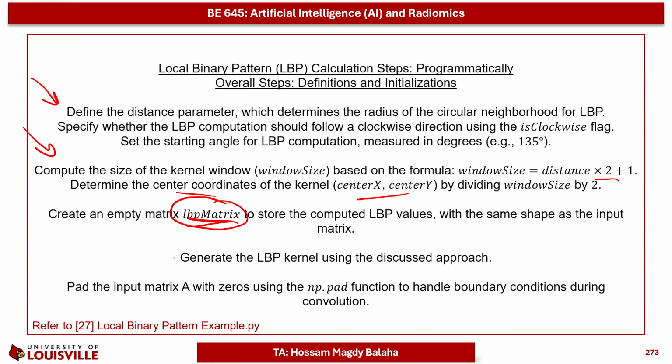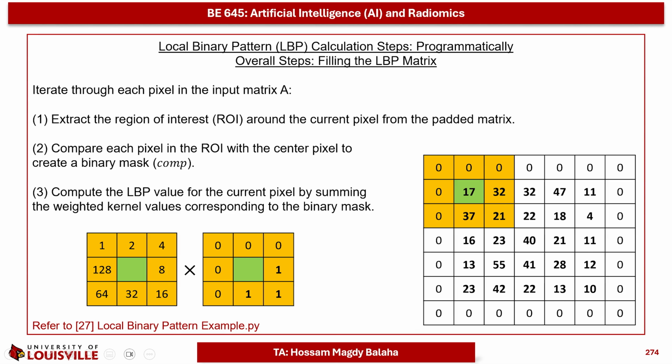Then generate the LBP kernel as we did a couple of slides ago, where we discussed how to do that. Then pad the input image with zeros, and the number of layers that will be padded equals the distance, using the function np.pad. Now we have prepared everything to start looping on each pixel in the input matrix, and let's assume that matrix is called A. Loop on each pixel starting from 17 and moving to the right row by row until you reach 10 here, and do these steps.